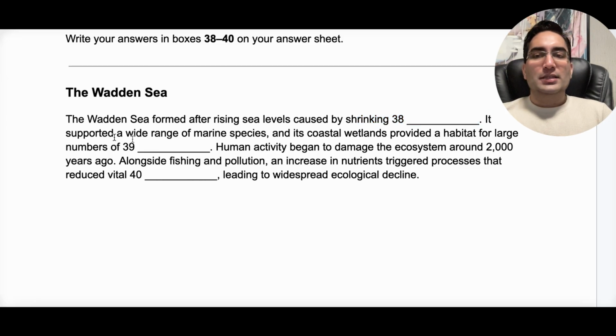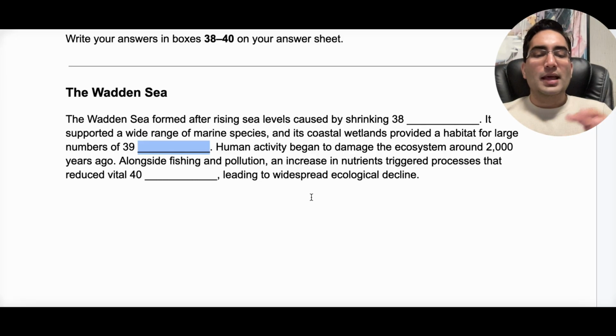Similarly, next one, it supported a wide range of marine species, and its coastal wetlands provided a habitat for large numbers of, this has to be a figure, large numbers of crabs, large numbers of pollution, or, well, pollution would not fit in numbers. What else could it be? Large number of marine life, large number of activities. It could be most likely something to do with habitat, which would have to do with a type of marine life.